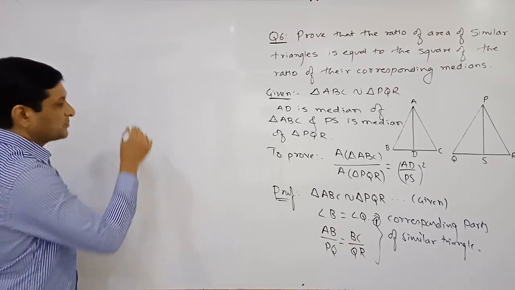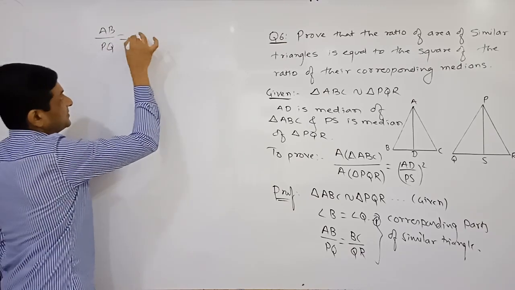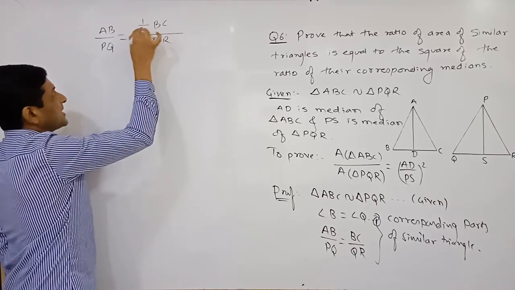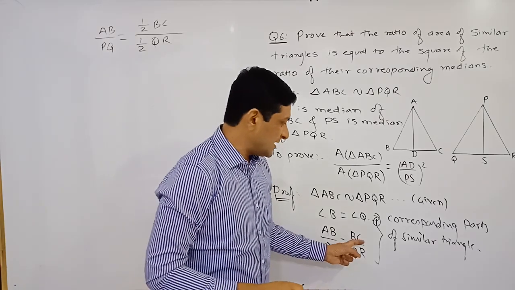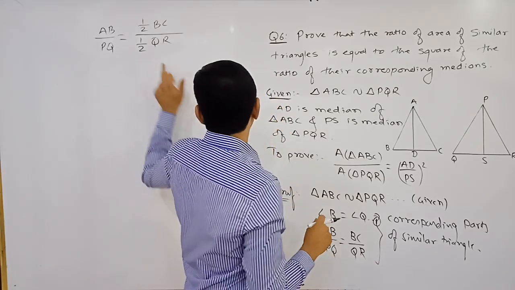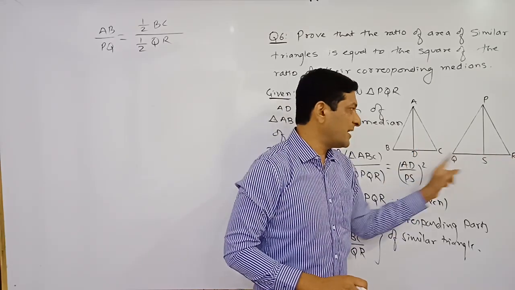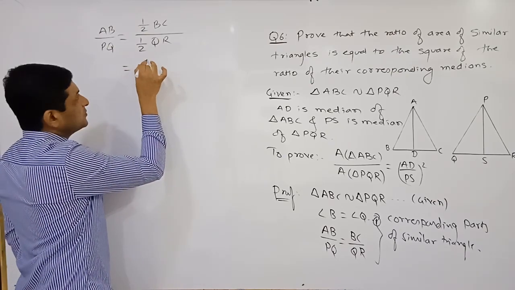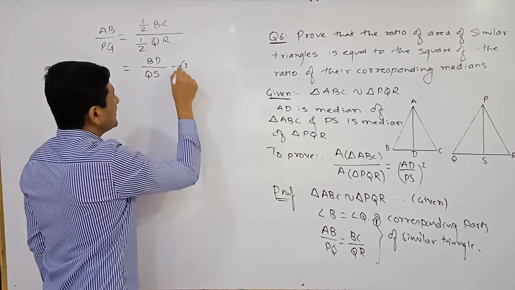Now, if you observe this second part, AB upon PQ is equal to BC upon QR. Simply, I am multiplying the numerator and denominator by half. Observe the figure: half of BC is equal to BD, and half of QR is QS, because S is the midpoint of QR and D is the midpoint of BC. So half of BC equals BD and half of QR equals QS. Denote this by equation number 2.